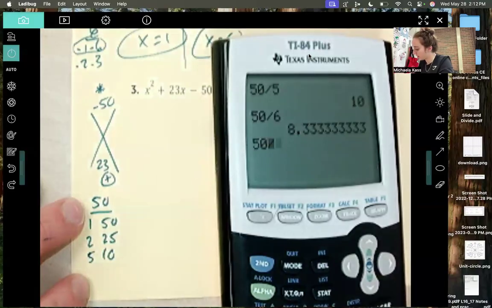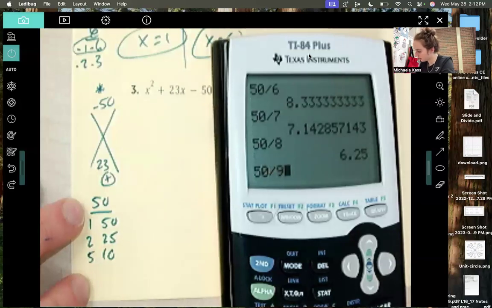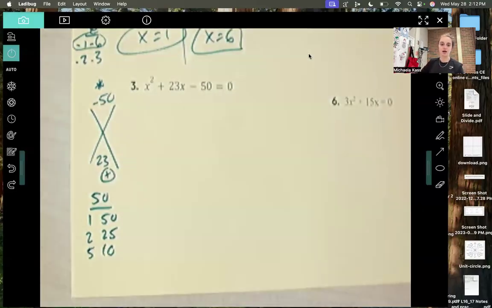Doesn't. 50 divided by 7? Nope. 50 divided by 8? Nope. 50 divided by 9 should not work. And 50 divided by 10, we already know it works, so we've listed all the factors. Okay, once it repeats, you got them all.